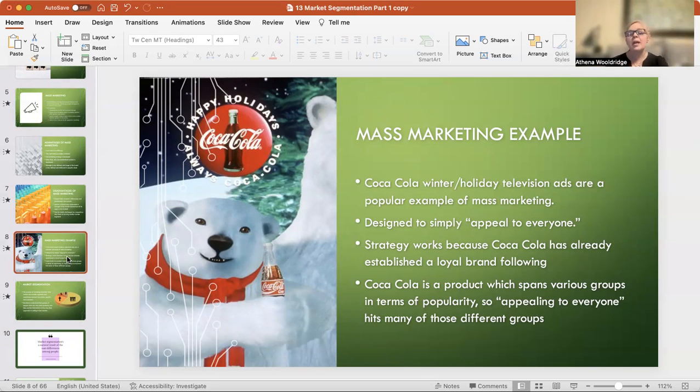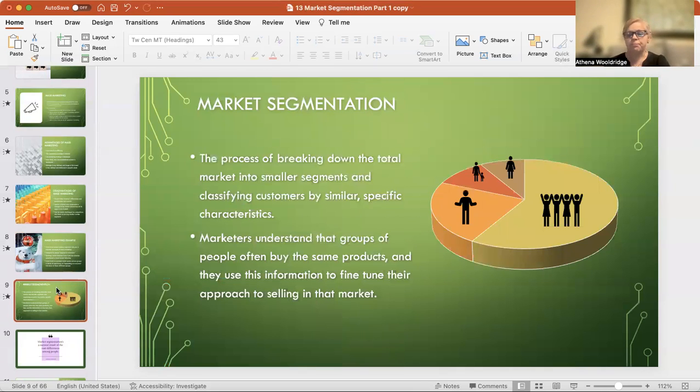Well, Coca-Cola already has an established brand and a very loyal following. Soda is one of those things that people are very specific toward and they have an affinity for. So that is a little bit different, but that's the reason why Coca-Cola can get away with a mass marketing strategy. On the flip side, what's market segmentation?